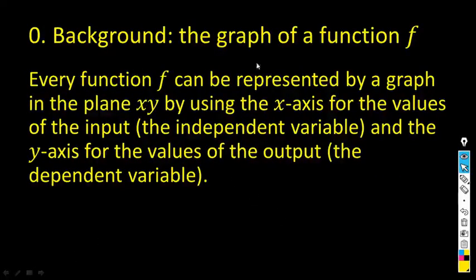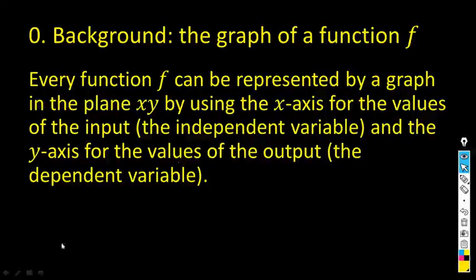So first, some background. We're going to talk a little about the graph of a function f. Only a little, because actually this is the next topic. This is topic 2.3. So I'm not going to go into detail about this because that's for the next subtopic. Okay, so let's read. Every function f can be represented by a graph in the plane xy by using the x-axis for the values of the input, or in other words, the independent variable, and the y-axis for the values of the output, or what is known as the dependent variable.